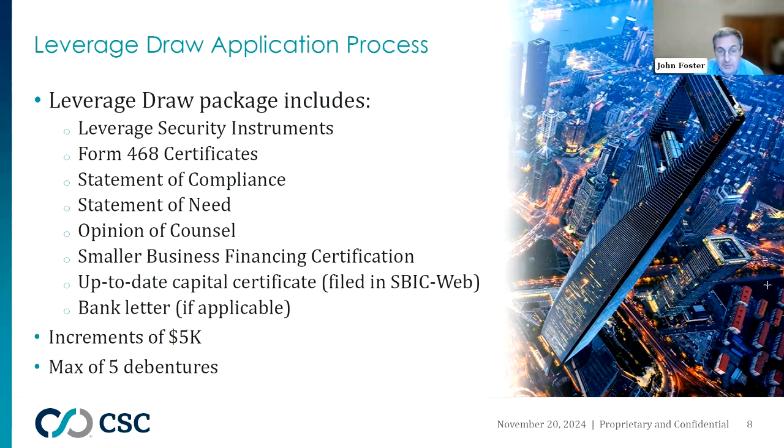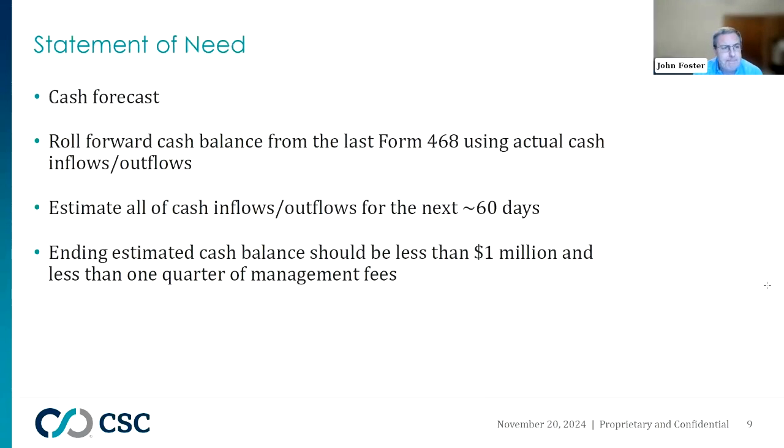Now, you don't have to break your borrowing amount into 5 pieces, but managers almost always request it this way in order to provide maximum flexibility in the future when it comes time to repaying them. And David will talk more about repayments later on. And the debenture requests have to be in increments of $5,000. When we go to the next slide, the statement of need.